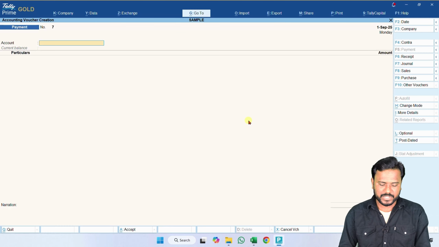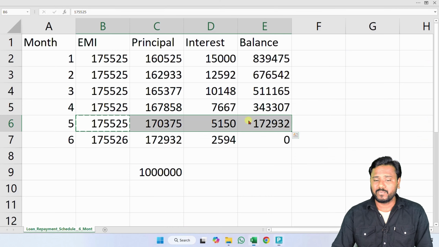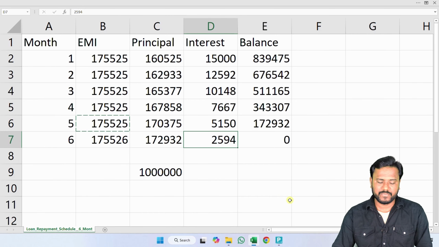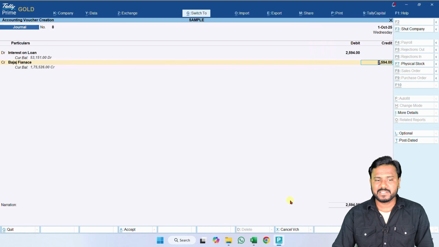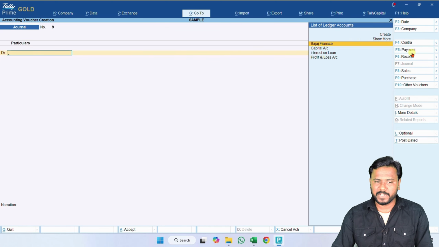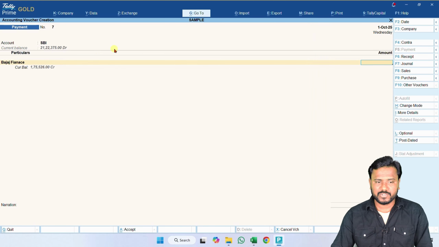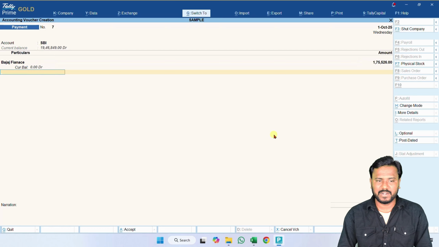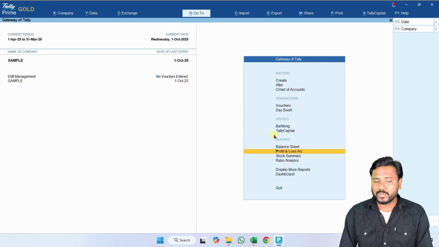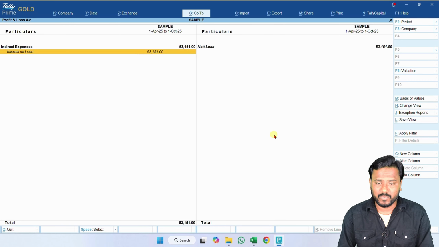Go to voucher F7 journal voucher on 1st October, interest on loan. What is the interest? Last, 2,594. First we will add interest to Bajaj Finance, credit, same treatment, increase the balance, Control J, and then go to payment voucher to pay SBI to Bajaj. How much total? 1,75,526, 1 rupee extra for the last. Control J. Now if I go to profit and loss account, I can see the total interest you paid, 53,151.